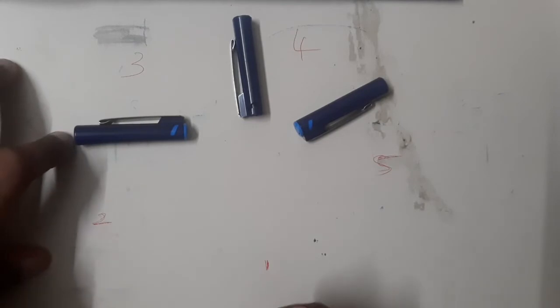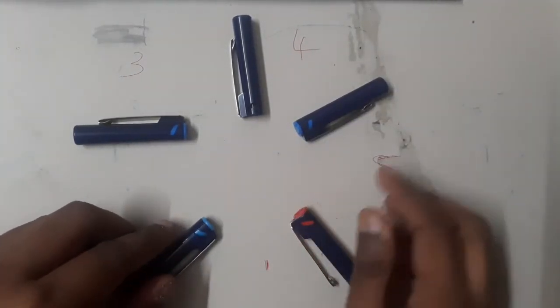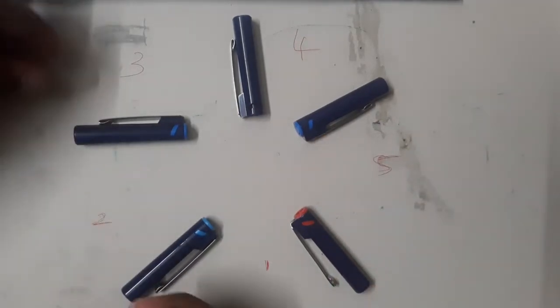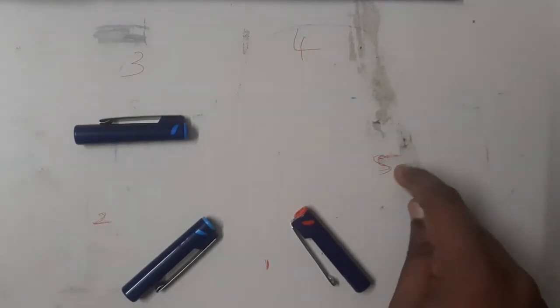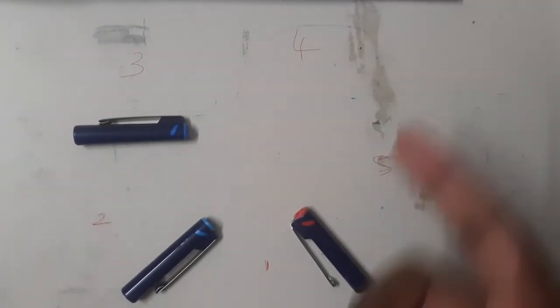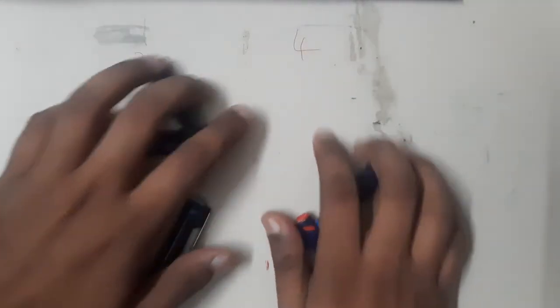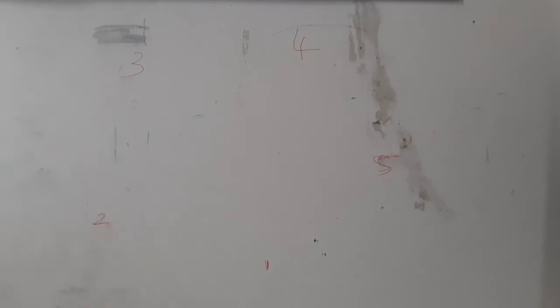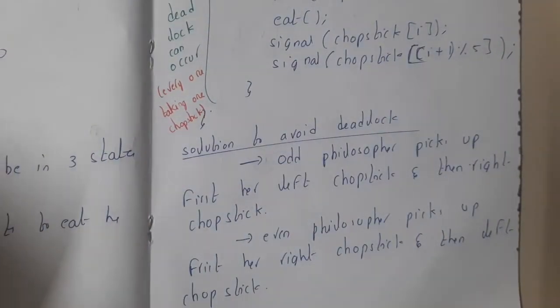Yes. So now assume 4 wants to eat. So what will 4 do? 4 will pick his right chopstick first, then his left chopstick, right? Yes. So now assume that 5 wants to eat. 5 will take his right chopstick, but the right chopstick is not there. So this is the exact logic using which you can solve this problem, guys. Got it? Yes. It's quite interesting, right? I am also really happy that I was able to explain with the caps, right?